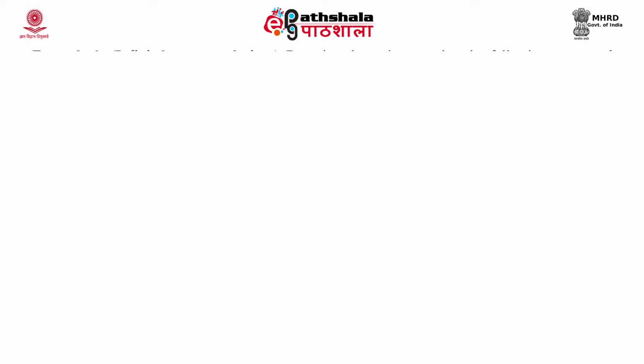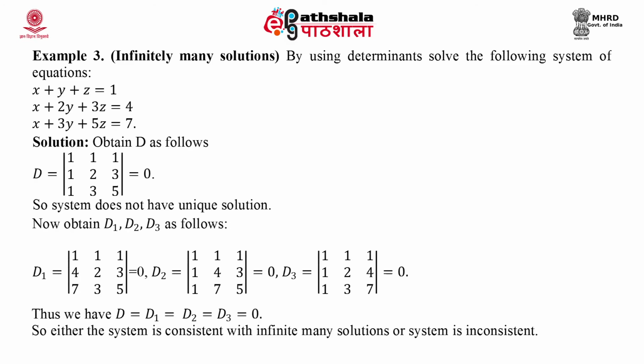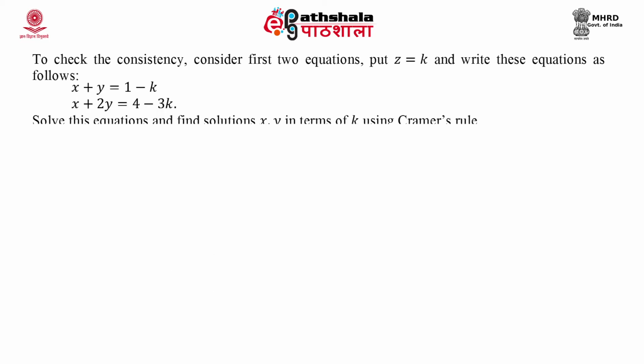Now, let us consider the infinitely many solutions. By using determinants, solve the system of equations. First of all, find D, the determinant of the coefficient matrix, that is 0. So the system does not have a unique solution. Now, obtain D1, D2, D3 as follows. D1 is 0, D2 is 0, D3 is also 0. Thus D, D1, D2, D3 all are 0. So either the system is consistent with infinitely many solutions, or the system may have no solution, that is, inconsistent. To check the consistency, consider the first two equations.